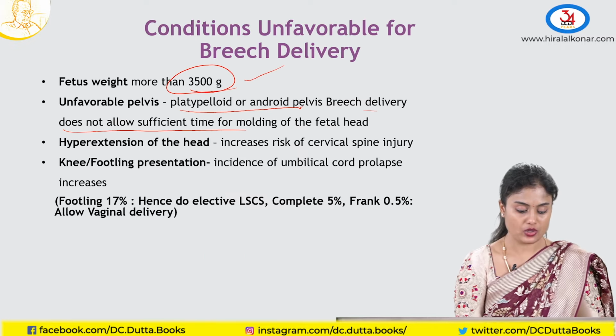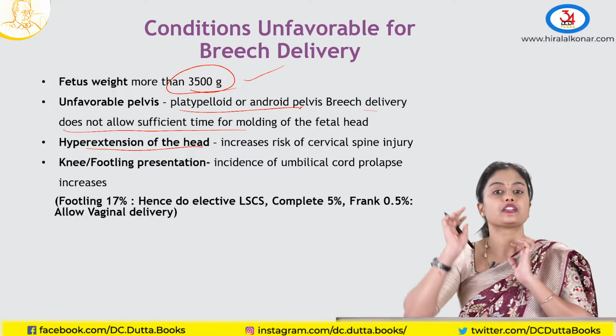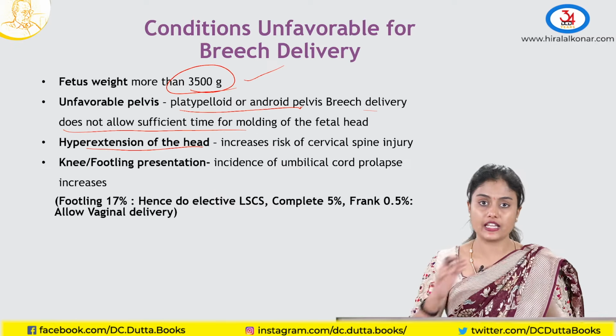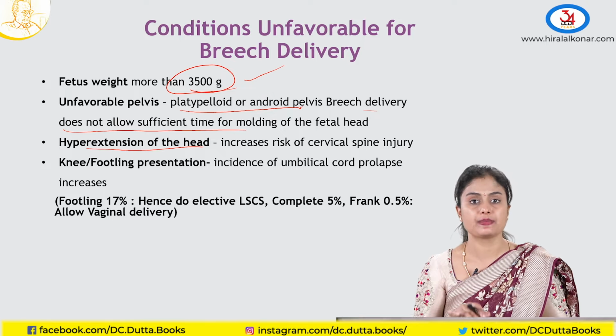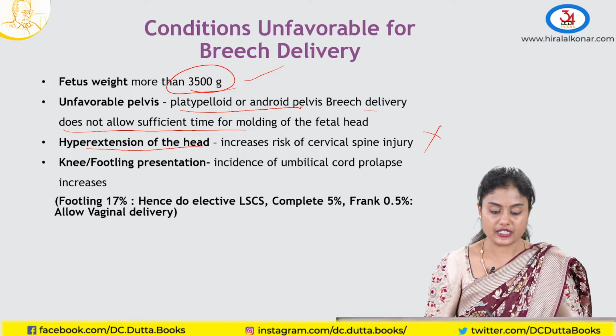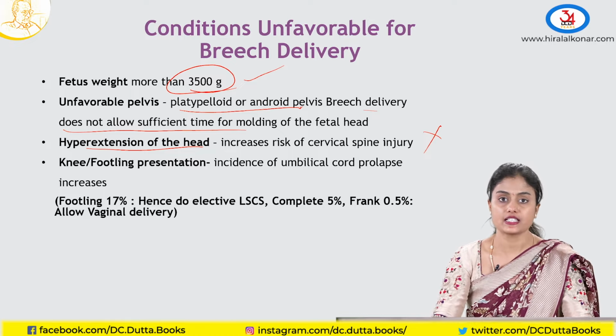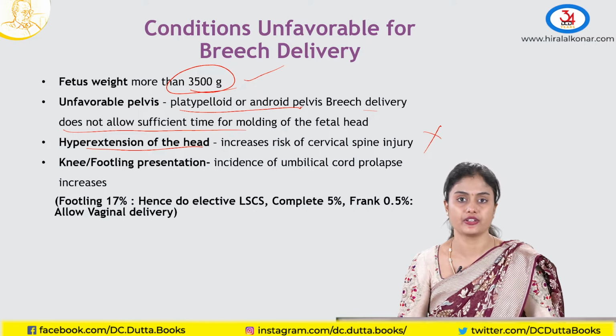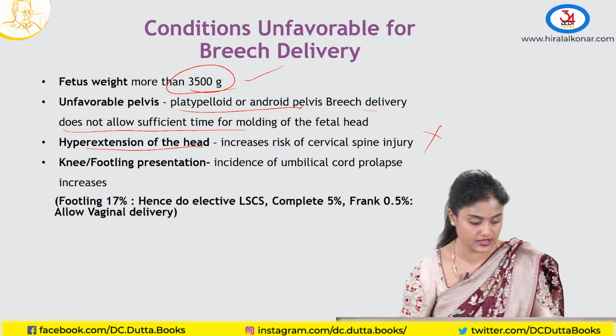Hyperextension of the head. What happens in such a case? The head occupies the mentovertical diameter, which is 18 centimeters, and none of the pelvic diameters are as big as that. So if the head is extended, then the breech can never be delivered, and the head gets stuck. When the head is extended in a breech presentation, it is called a star-gazing appearance. The head is called star-gazing.